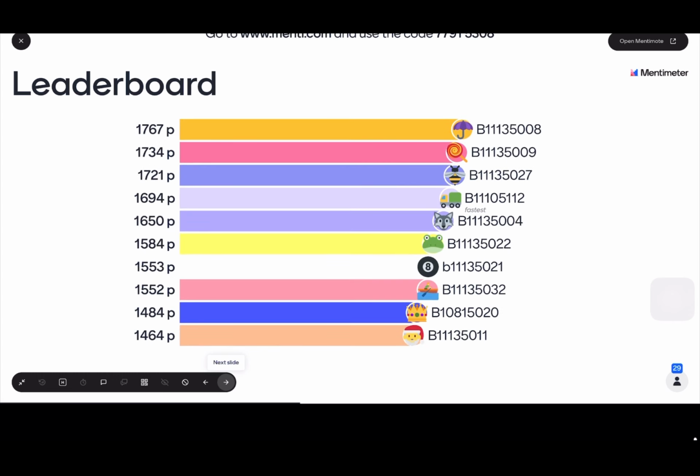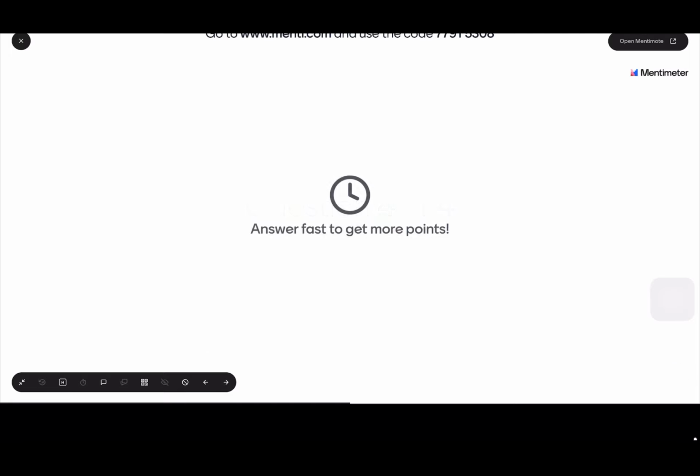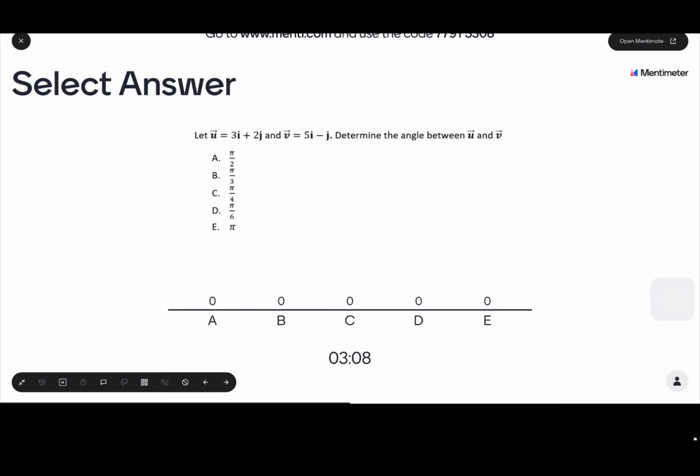Okay. Now the top one is changed now. Okay, last one. Okay, last one. Get ready, last one. Okay, the angle. It's supposed to be easy, right? The angle.